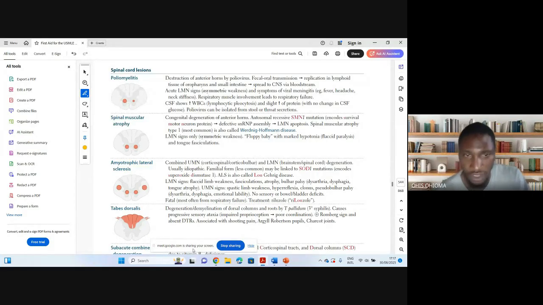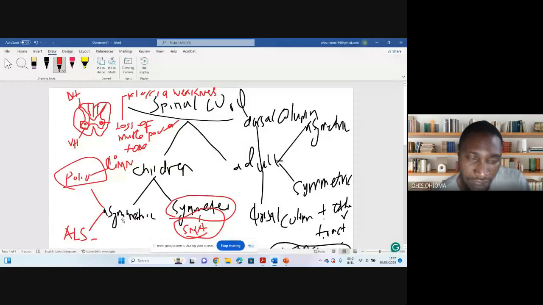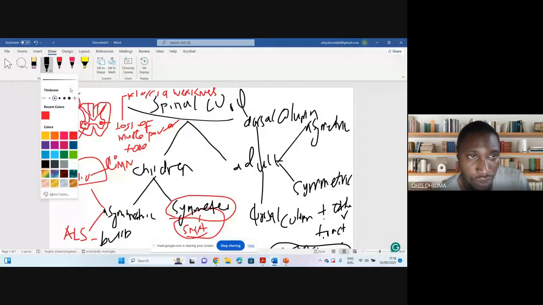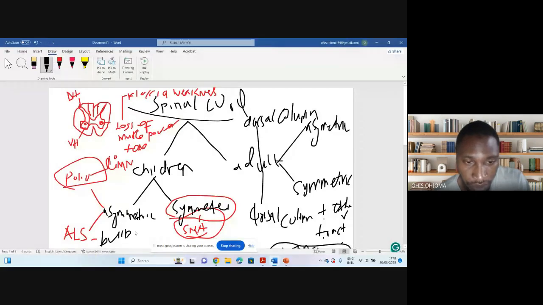Now, ALS is different because apart from the fact that it has upper motor neuron lesions, these upper motor neuron lesions manifest in the patient having bulbar involvement. I think it's pseudobulbar, but let me just use bulbar involvement. So the cranial nerves 12 and 10 are affected.